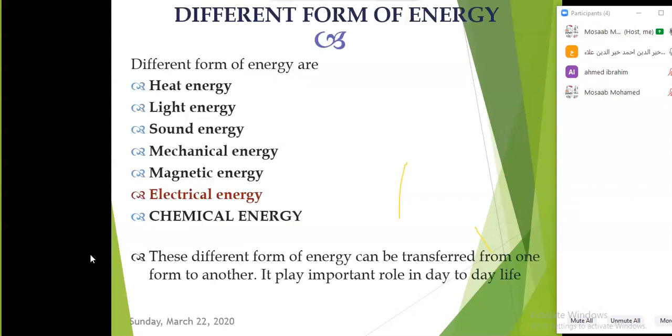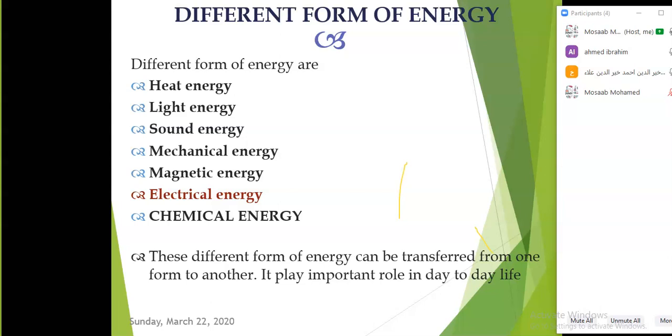All right. We have different forms of energy like heat energy, light energy, sound energy, mechanical, magnetic, electrical, chemical energy. These different forms of energy can be transferred from one form to another. All energy we consume, all energy we use, changes from one kind of energy to a different kind of energy.